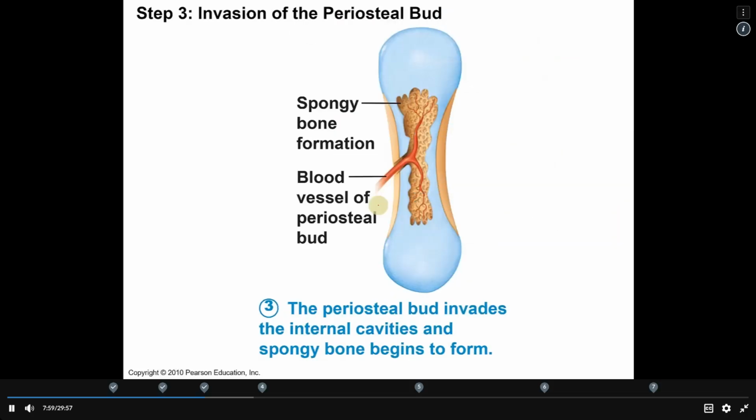Okay, the next step is called invasion of the periosteal bud. This sounds very dramatic. But the periosteal bud is actually not just this. So this looks like, you might think, oh, this is the periosteal bud, but it's not. This is just one blood vessel that happens to be in it.